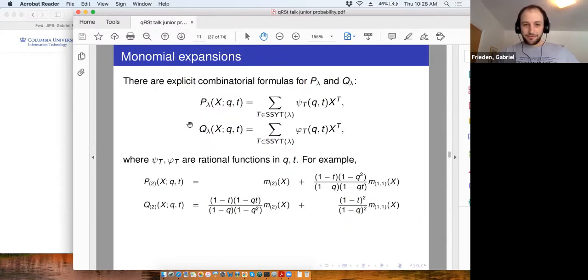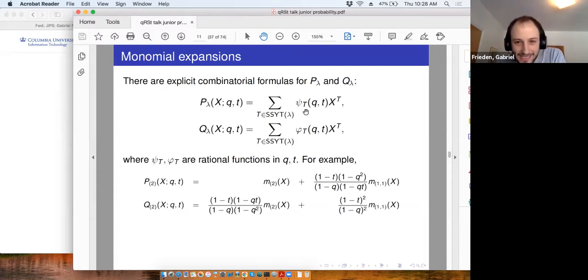Okay, so now from my perspective, the viewpoint that I want to take is that there are these explicit combinatorial formulas for p lambda and q lambda. They're defined abstractly in terms of this inner product. You say it's the unique basis which is orthogonal with respect to this inner product and upper triangular with respect to the monomial symmetric functions or something like that. But there are these explicit combinatorial formulas where you sum over the semi-standard tableau, and then you put in for each tableau a certain rational function as its weight.